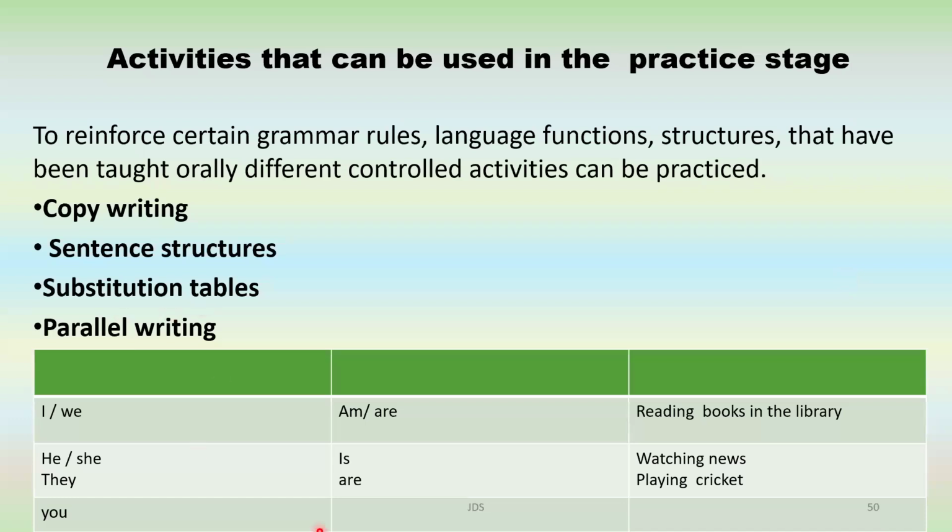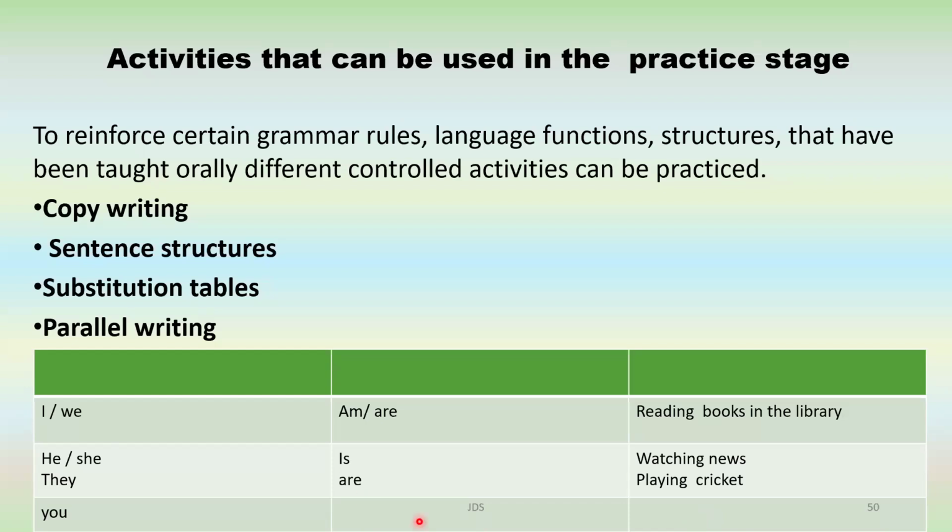Substitution table, this is the substitution table. You give them the words that are required to build up a sentence and you ask them to create a sentence. I am reading books in the library. We are reading books in the library. You, likewise, he, she. For you, now this substitution table is not completed. Therefore, the learners have the opportunity to use whatever possible words over here. You are singing a song.